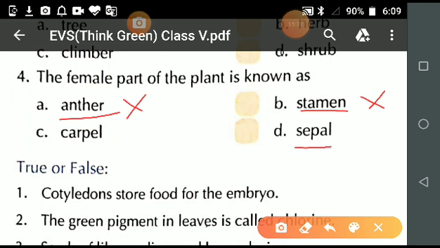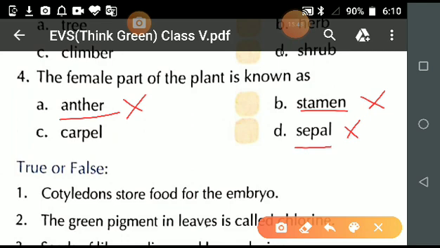And what do these sepals do? They protect the flower when it is a bud. Bud means कली. As the bud opens, the sepals curl back and form a cup. The whole flower is attached to the stem by a stalk. So sepal is also not the right answer.